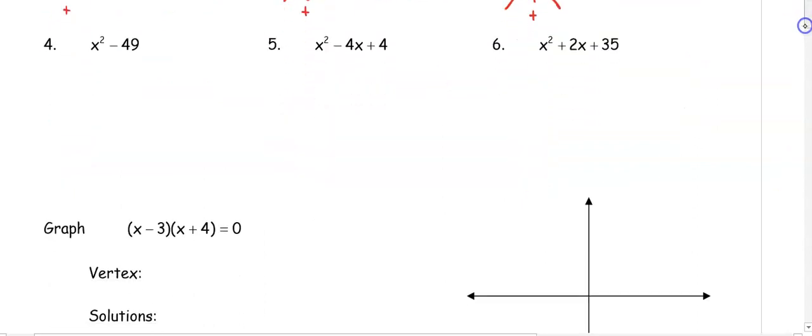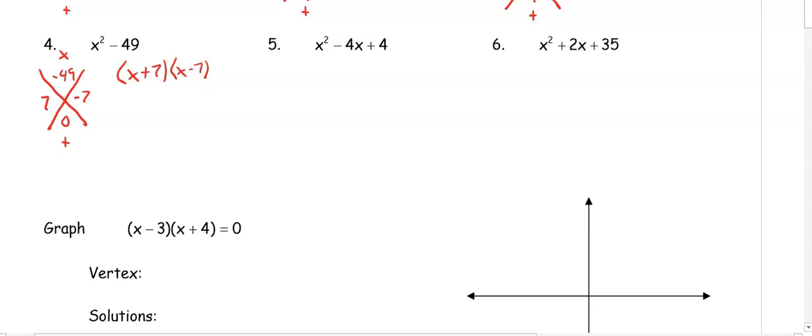In number 4, we have x squared minus 49. So in this case, there is no x term. So we are adding to 0 and we're multiplying to -49. If we want to add to 0, that means we need the same number that's going to be positive and negative. So if I look at 49, I know it's a perfect square. So the square root of 49 is 7. So we could use +7 and -7. So we have x plus 7 and x minus 7.